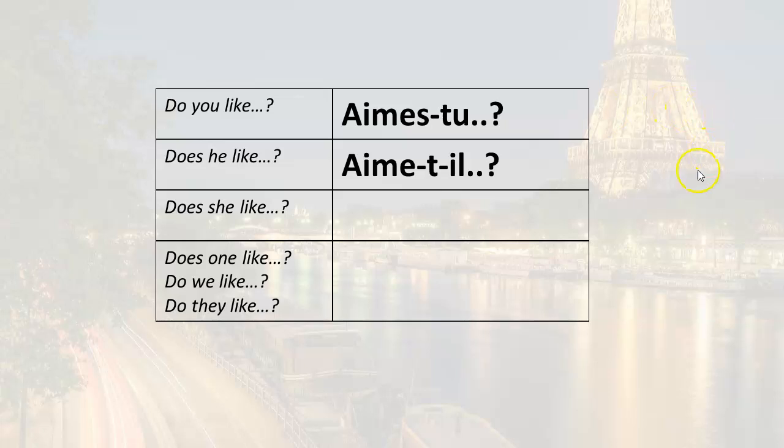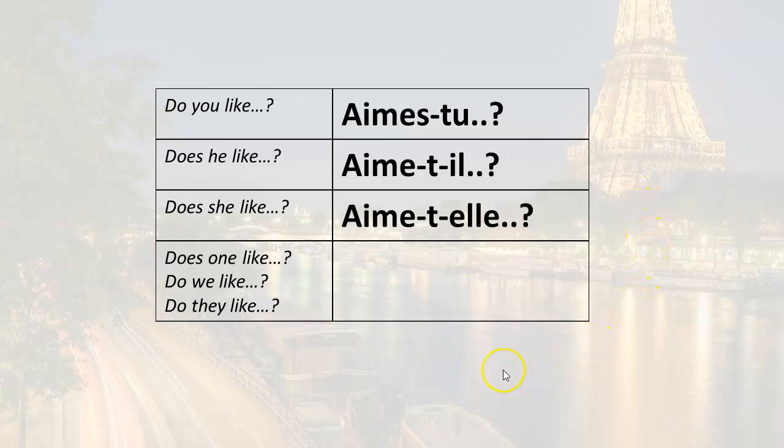So then the question would be, does he like? Aime-t-il, aime-t-il. Does she like? The same thing is going to happen. It's elle aime. If you reverse the order, you would have aime-elle, and that would run together. So we insert the T. Aime-t-elle, aime-t-elle. The T doesn't mean anything when you translate it back to English. It's blank. There's nothing there in terms of meaning. It's just a device to aid in pronunciation. So aime-t-elle, does she like?